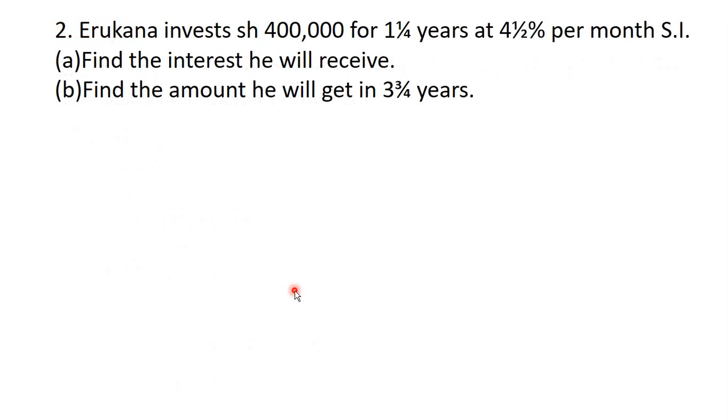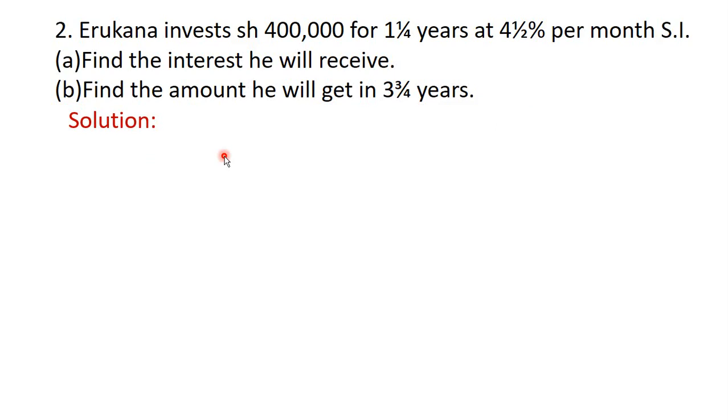Example 2. Erukana invests 400,000 shillings for 1¼ years at 4.5% per month, simple interest. Find, part A, the interest he will receive, and part B, the amount he will get in 3.75 years. First of all, let us get the interest he will receive.